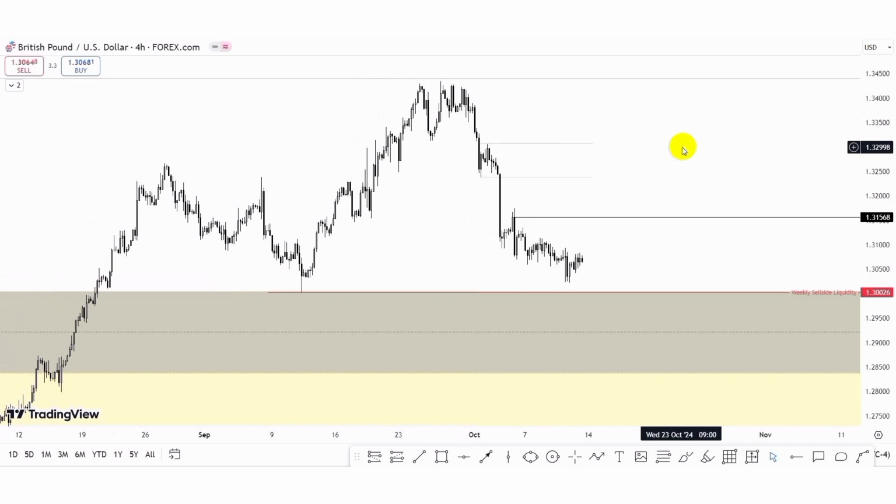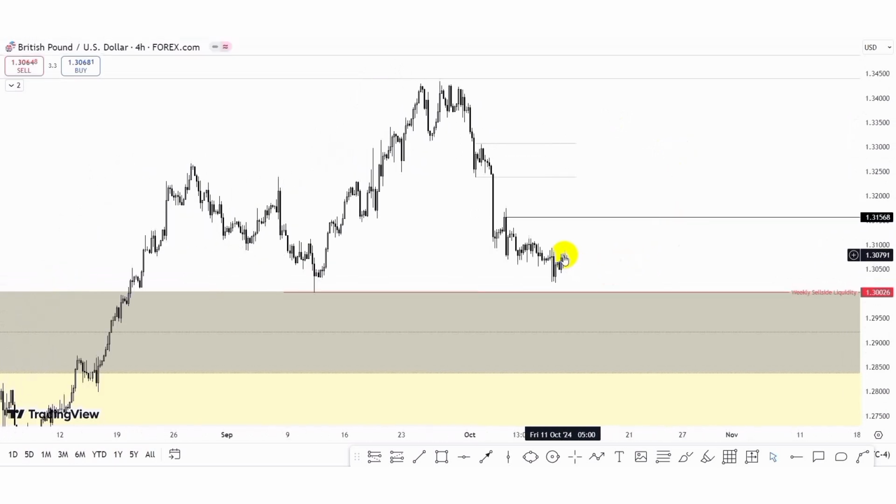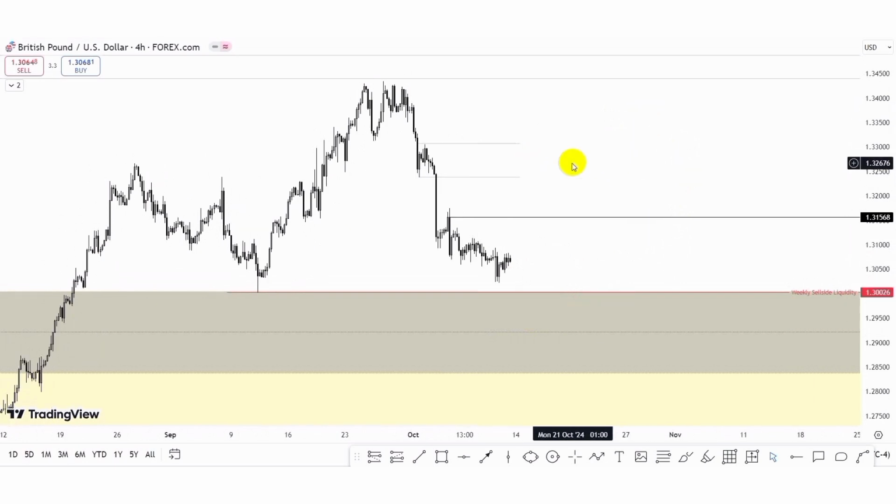The GBPUSD is not really giving us clean, clear zones, but all we know is we're expecting to see that it further falls into these higher time frame zones we identified, and then we frame the bullish move to the upside. So let's check out the gold pair.